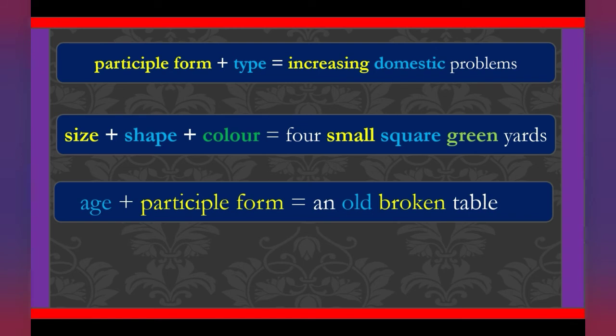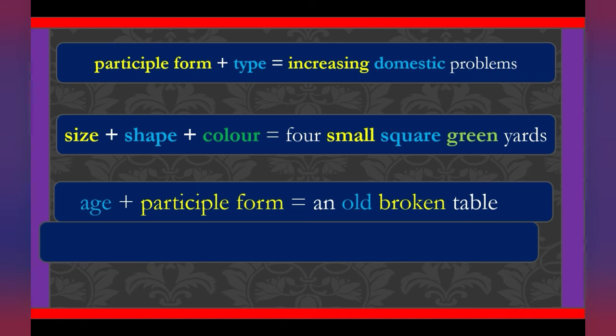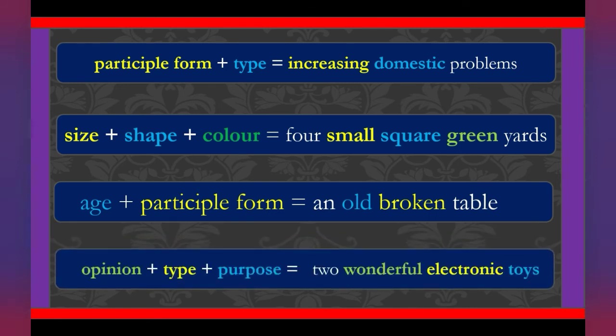Age plus participle form: an old broken table. Opinion plus type plus purpose: two wonderful electronic toys.